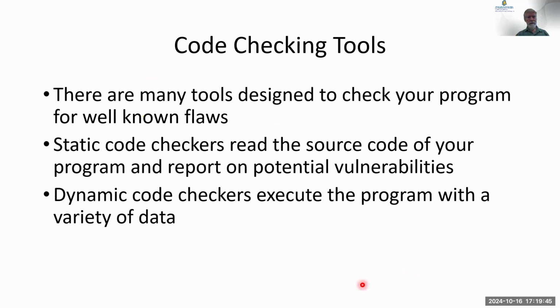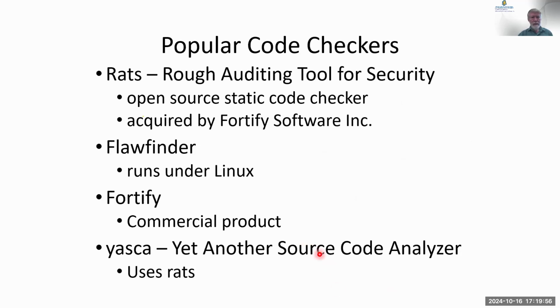And again, there are not only static checkers like I talked about, but there are dynamic checkers that run the program and look at it. They also go through some of the libraries. Here's a list of some of them. RATS, which is quite popular. Some of them, like Fortify, are commercial. You have to pay for that. There may be a trial version or a simple educational version for that. And I like Yet Another Source Code Analyzer, Yasca, which is a front end to RATS.